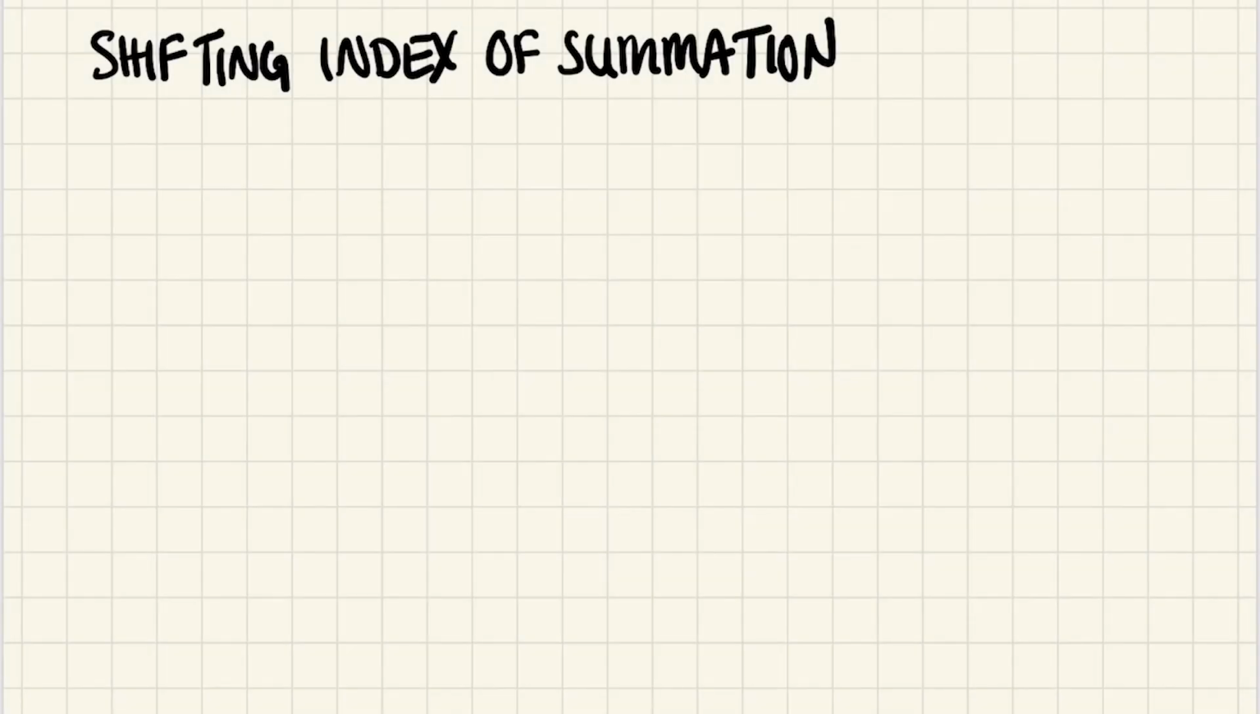So in order to use a power series to solve a differential equation, we need to be able to carry out a few new maneuvers. One of these is called shifting the index of summation. So what the heck is that? Well, let's look at an example.